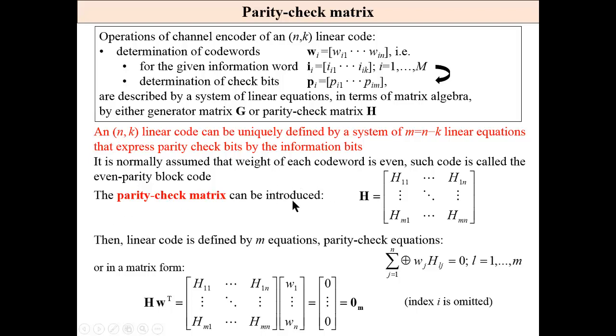Parity-check matrix can be introduced. This matrix contains as many rows as we have parity-check bits and n columns, and from each row we may calculate one parity-check bit. So we may express this information contained in this matrix by equations, or in matrix form, these equations are presented here. Parity-check matrix multiplied by a transposed code word vector, a column vector, is 0.